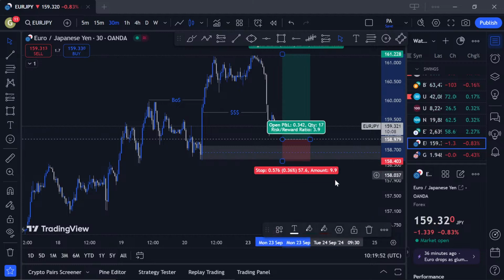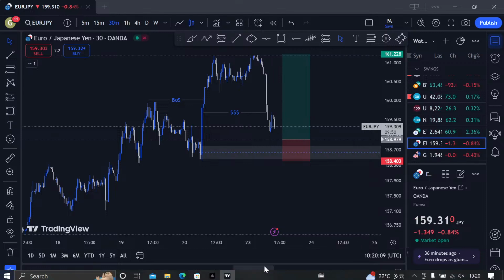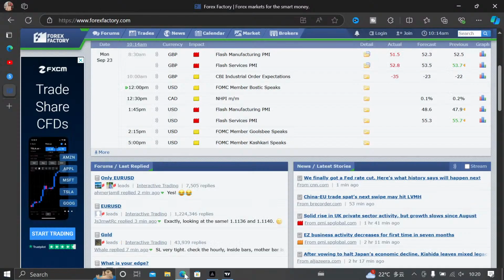Our stop loss will be at 158.403, and our maximum entry is at 158.9. Let me just say 159 as our max entry, and then our take profit at 161.228, and that's simply it on Euro JPY. So let me look into YouTube again if there are any things to look into.